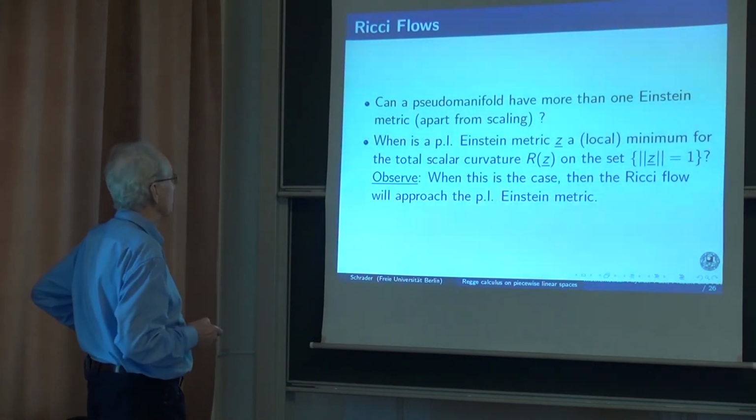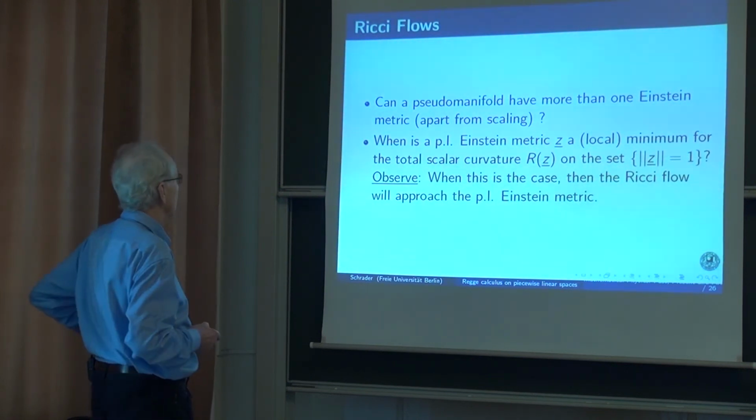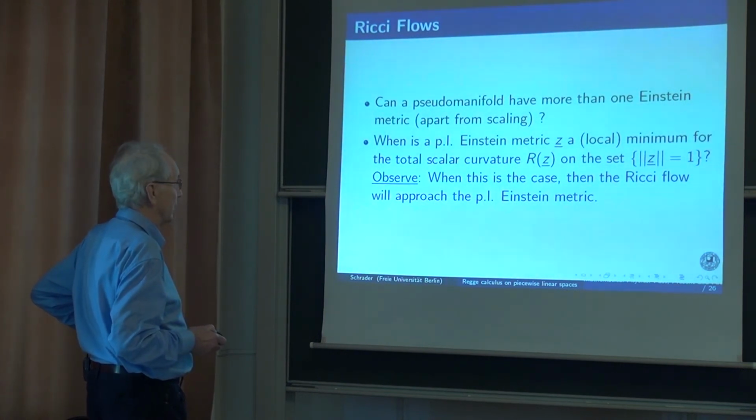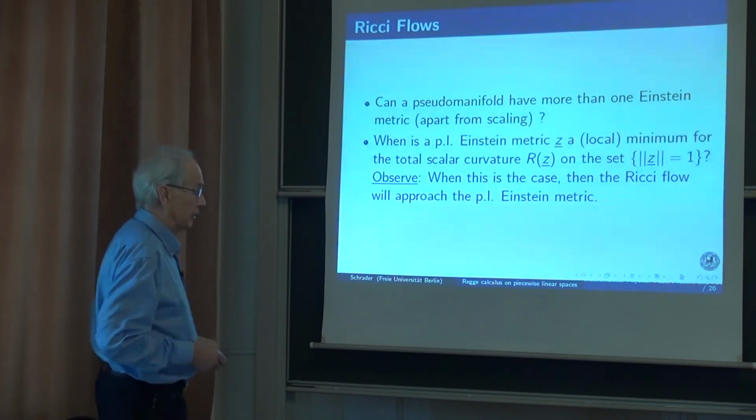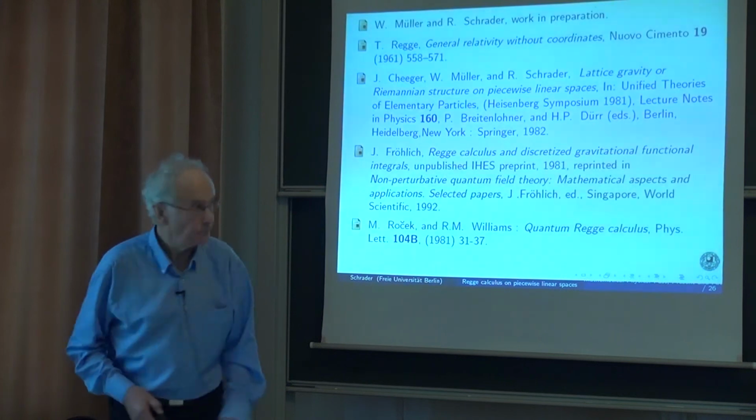Another question, can a pseudo-manifold have more than one Einstein metric apart from scaling? And the question, when is the PL Einstein metric a local minimum for the total scalar curvature on the normalized set? And then the Ricci flow will approach the Einstein metric. That's what I already said.